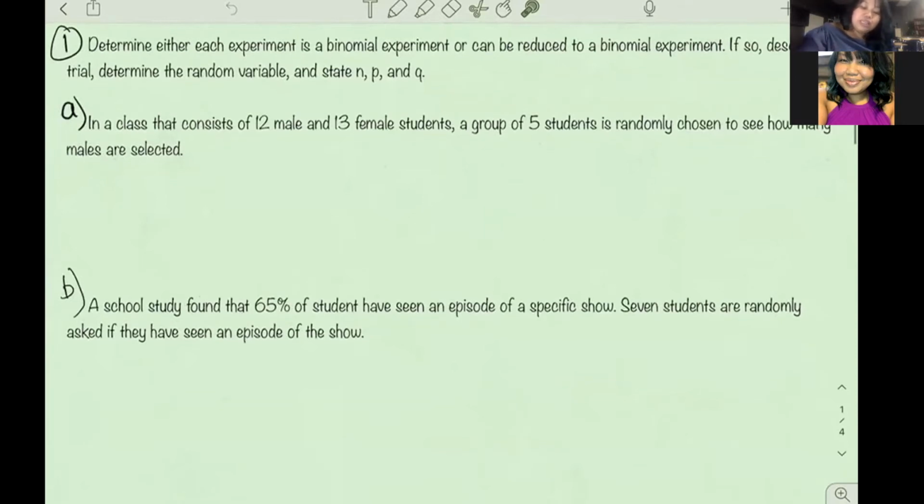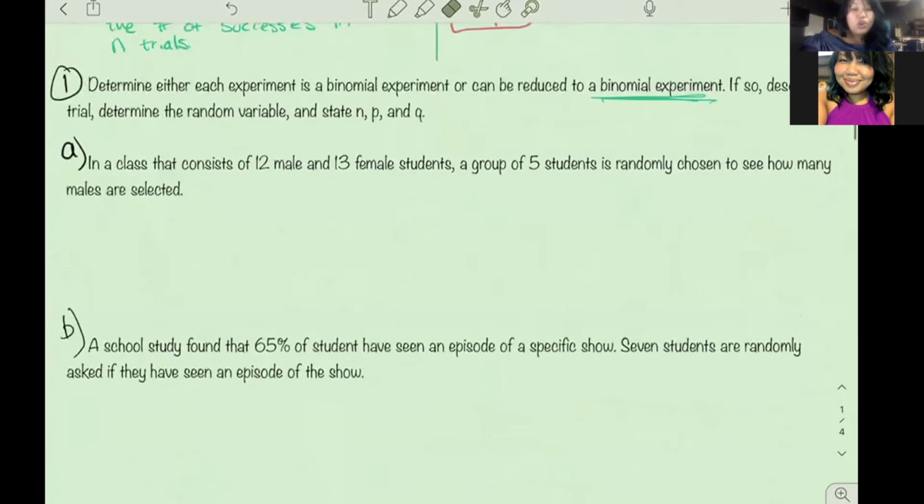So first of all, let's see if the following can be a binomial experiment. Can it be a success or failure? In a class that consists of 12 male and 13 female, a group of 5 students is randomly chosen to see how many males are selected. Okay, so basically, it's not an independent event, right? You have 5 students that are randomly chosen and can either be male or female. 12 male, 13 female. It's not independent. So the probability of choosing a male student changes after each selection.